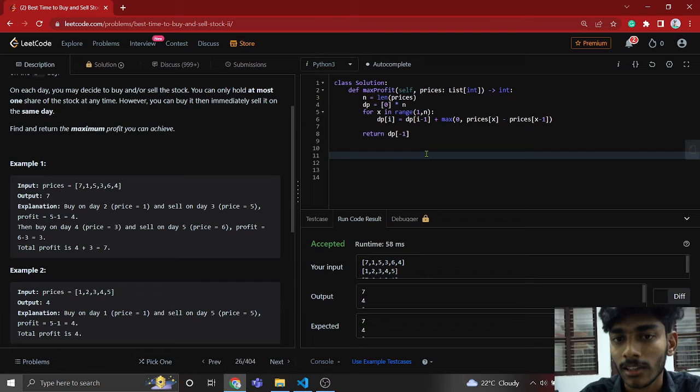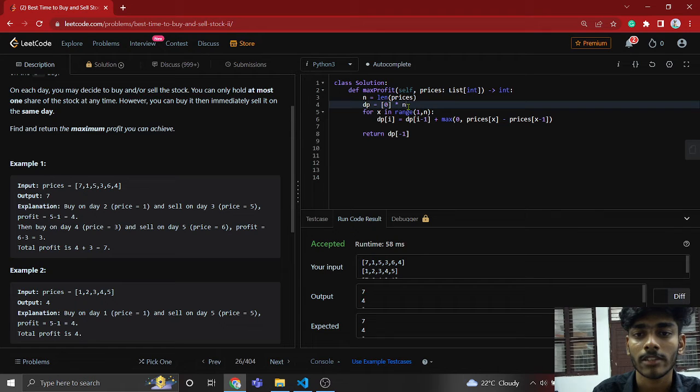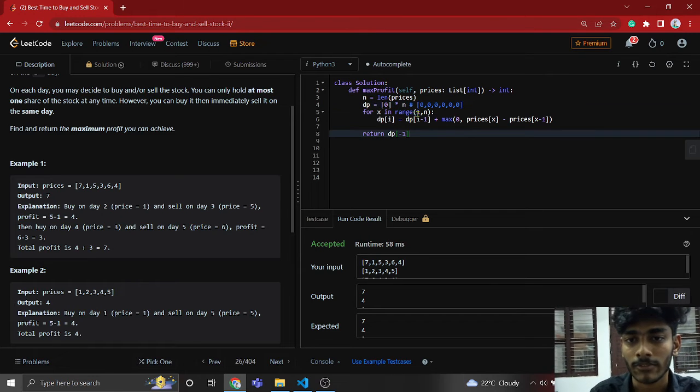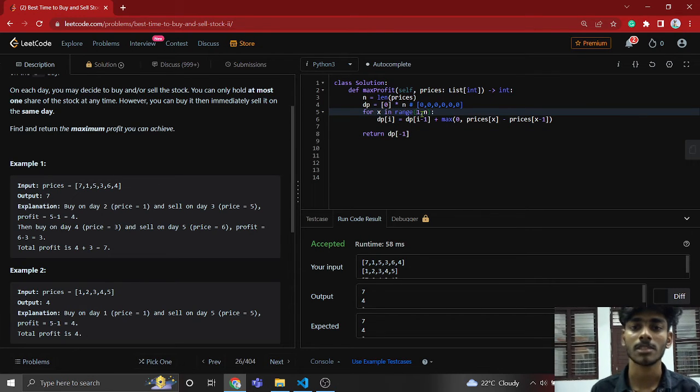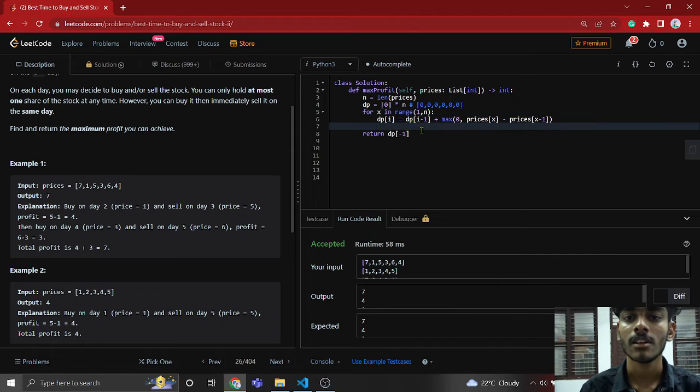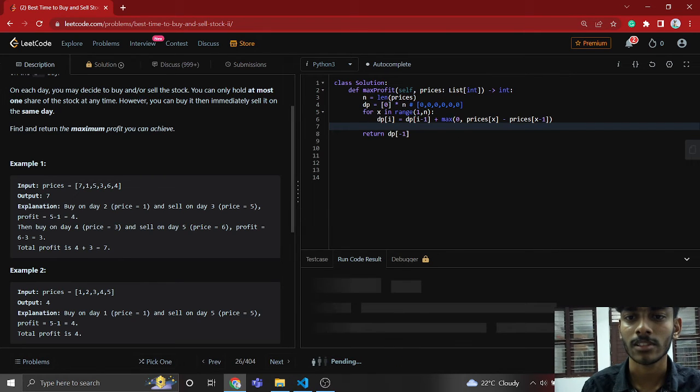Okay, we have taken the length of the prices as n, which in example 1 will be 6, and dp will be 0 0 0 0 0 0, six zeros. Then we go from 1 to n. The reason I chose up to n is that if you move beyond n, it will throw an error called index out of range, so we won't take it. Let me run it and see whether it works or not.